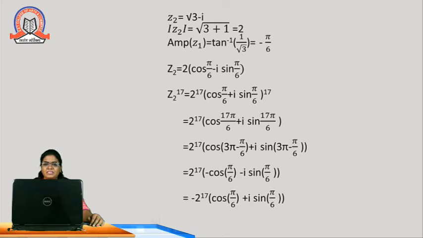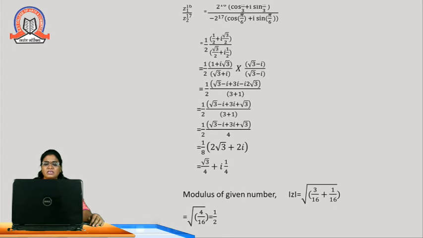After applying De Moivre's theorem and then applying the before concept, we are getting the answer 2 power 17 equal to minus cos pi by 6 minus i sin pi by 6. So substituting the value of pi by 6 and pi by 3, we are getting (1 by 2 plus i root 3 by 2) by (root 3 by 2 plus i 1 by 2). We want to find the polar, real and imaginary part.